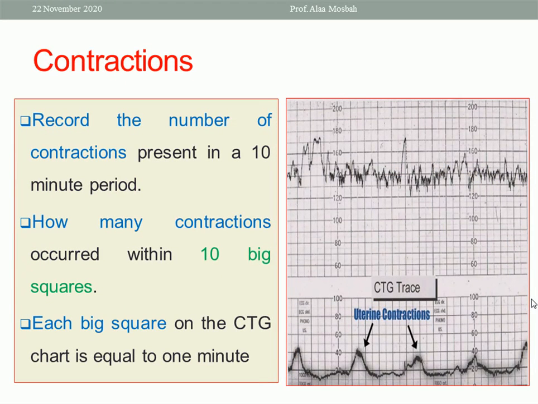What about contraction? We record the number of contractions present in a 10-minute period, like this. 10 minutes means 10 big squares, because each big square is 1 minute. We will find how many contractions per 10 minutes.